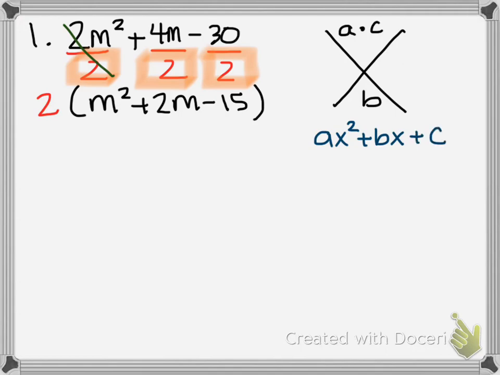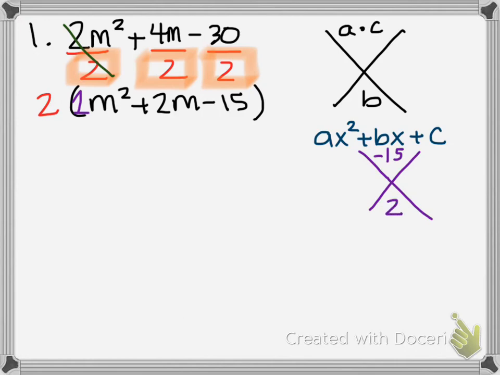So our goal is to find 2 numbers that multiply to give me A times C, but add, or sum, to give me B. In this case, our A value is 1, and our C value is negative 15. So we're looking for 2 numbers that multiply to negative 15, but add up to 2.